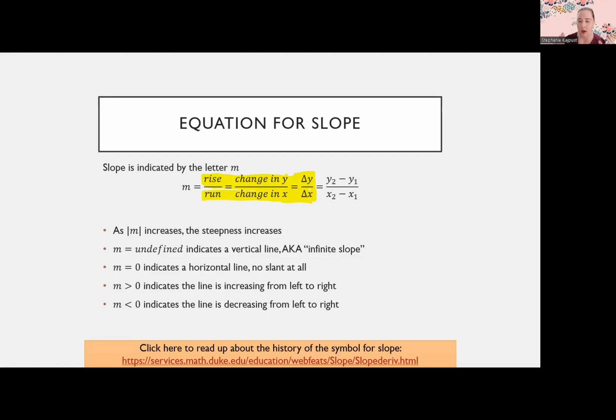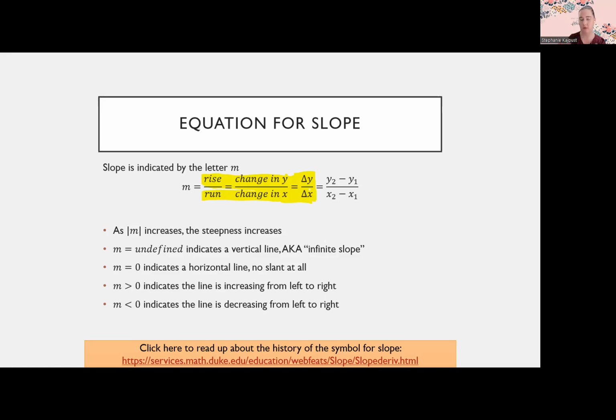So for vertical lines, I mentioned it's like an infinite slope. That's where you get undefined, because according to the equation, you're dividing by the change in x, but if it's vertical, you're not moving on your x at all. There's no change in x, which is 0, so you're dividing by 0. So that's an undefined slope. And then horizontal lines, you have no change in y, so you've got 0 on the top of the fraction, and 0 divided by anything is 0. So those are two special slopes.